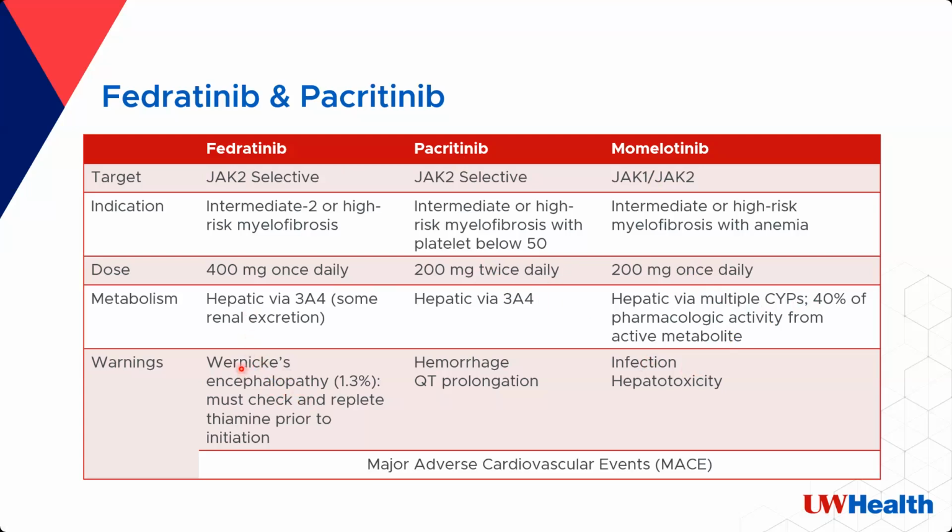With fedratinib, there is a risk for Wernicke's encephalopathy, and so we do check and replete thiamine prior to starting this agent. With pacritinib, there is a warning for hemorrhage and QT prolongation. With momelotinib, infection and hepatotoxicity. The package insert does specify with infection that patients should have an active infection resolved before starting therapy. And then all three of these agents do carry a warning for major adverse cardiovascular events. So that's important to consider when starting a patient on one of these agents.